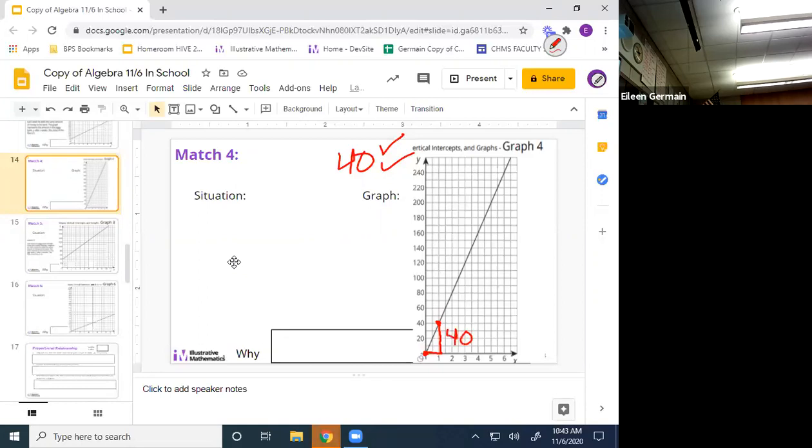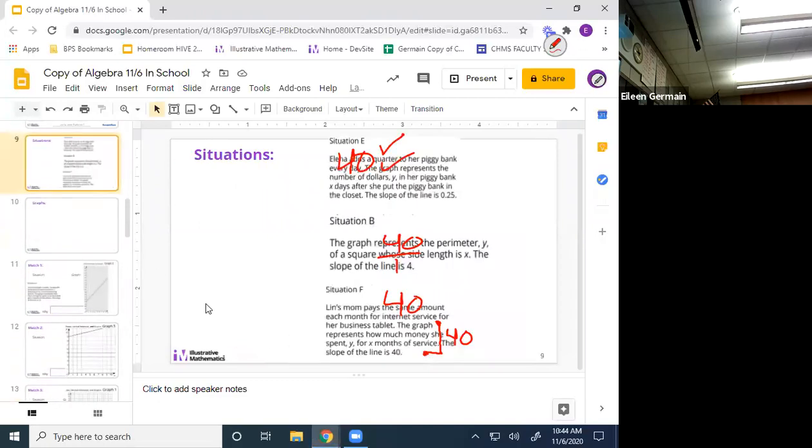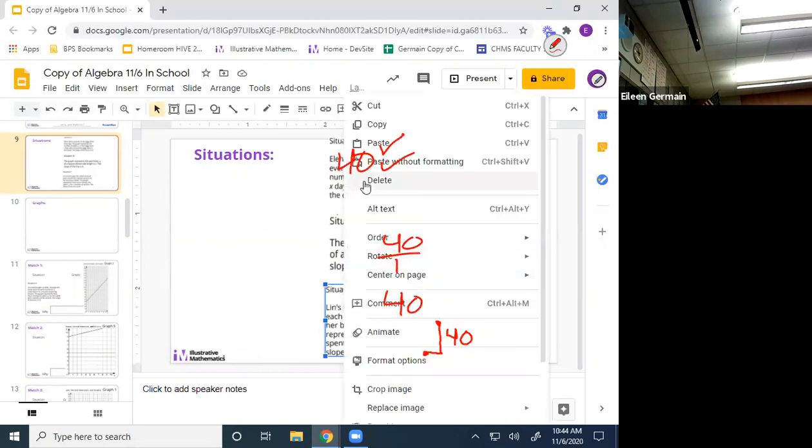So if I have a rise of 40 over my run of 1, what's my slope going to be? Junior. So it's going to be 40 over 1, which is equal to 40. Nice job, Junior. So which scenario, which situation had a slope of 40? If we look back here, which scenario had a slope of 40? Lynn's mom, very good.